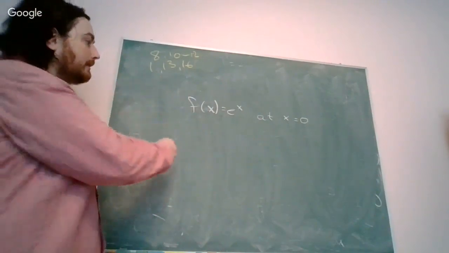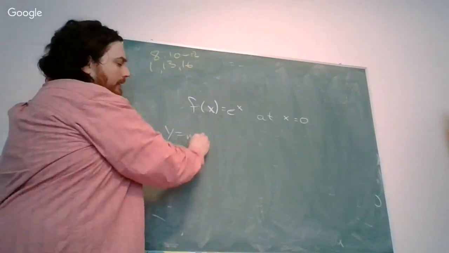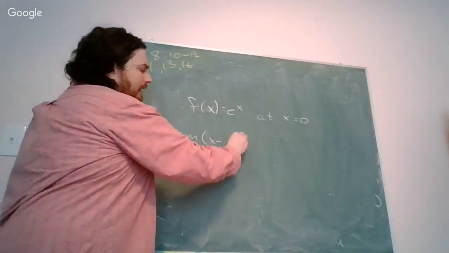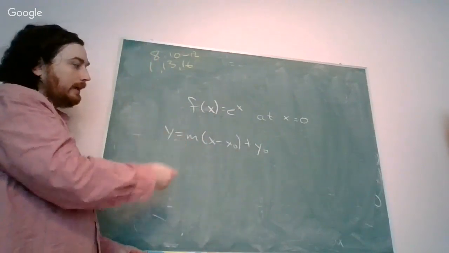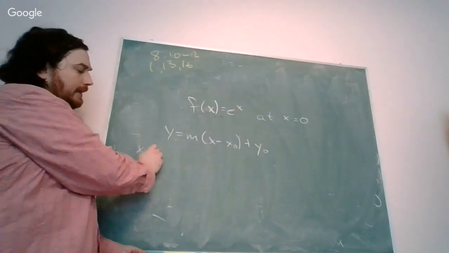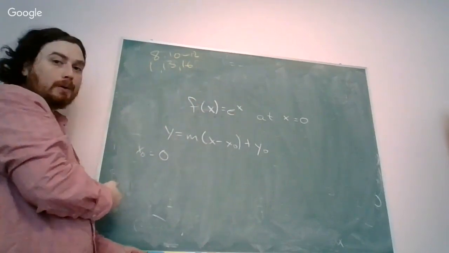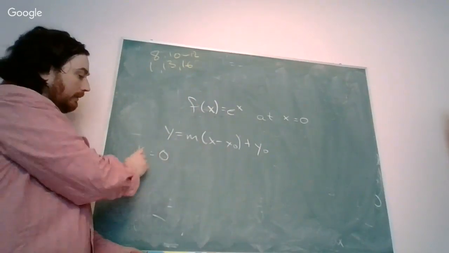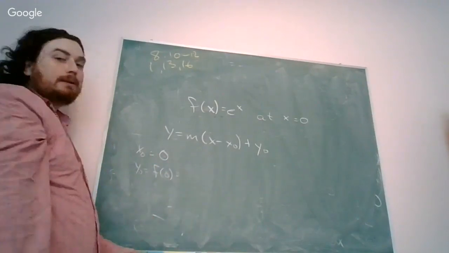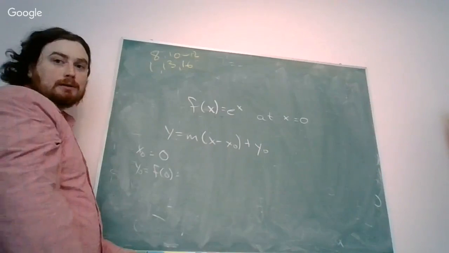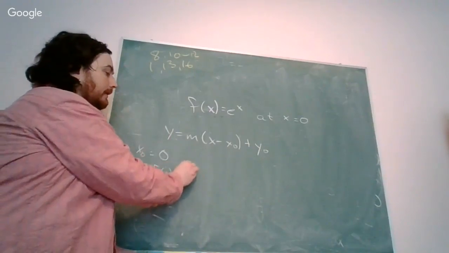The equation of a tangent line is y equals m times (x minus x naught) plus y naught. So in this case, they give us the x naught, or the initial x, which is 0. And then the y naught is the function value at the point they give us. So they want us to find f of 0. What is f of 0? e to the 0 is 1.